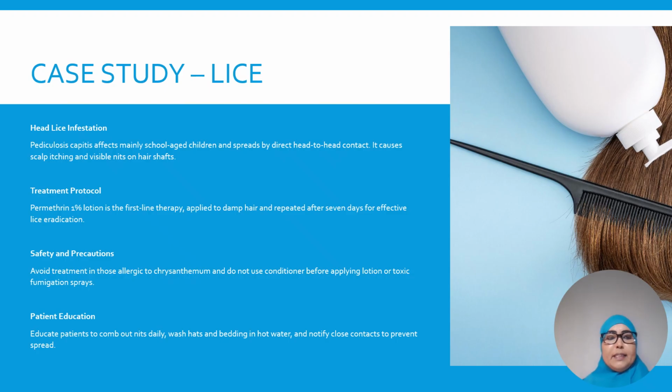Treatment is permethrin 1% lotion, which is the first line of treatment, applied to damp hair and repeated after several days for effective lice eradication. So this is how you do it. You apply the cream and you brush the hair.